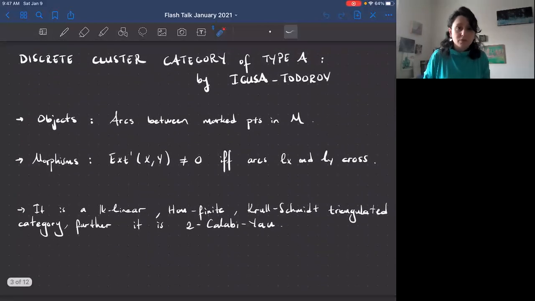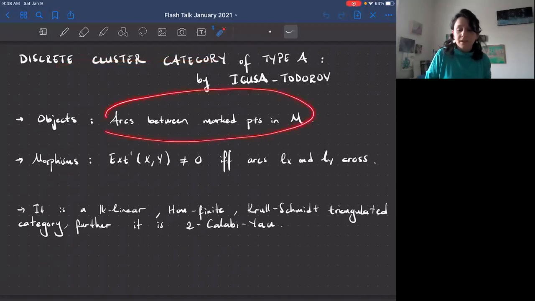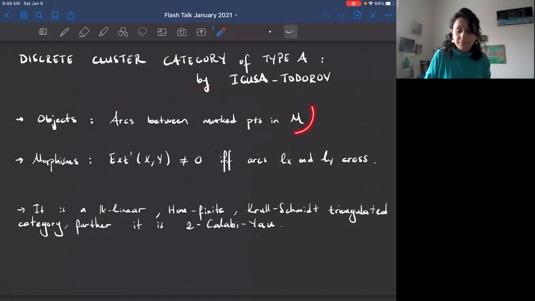Igusa and Todorov already used this underlying structure to define discrete cluster categories of type A, which can be visualized using this model. What are the objects in this category? Objects are arcs between marked points in M. So arcs will only use the usual marked points, not accumulation points.